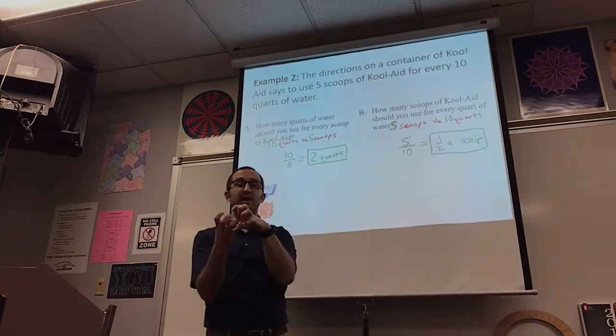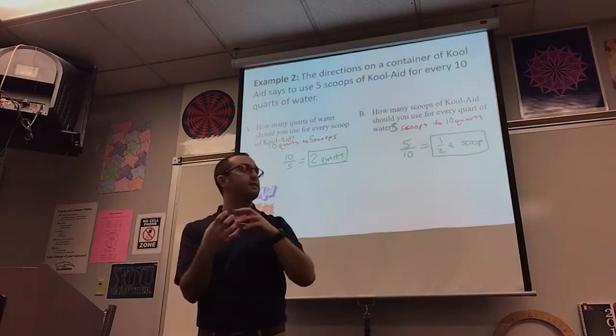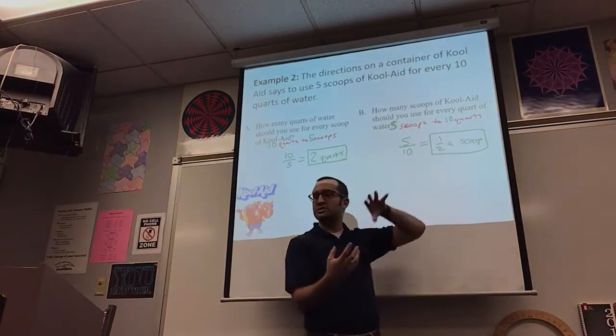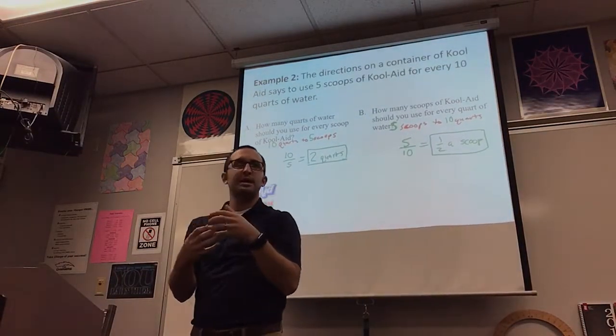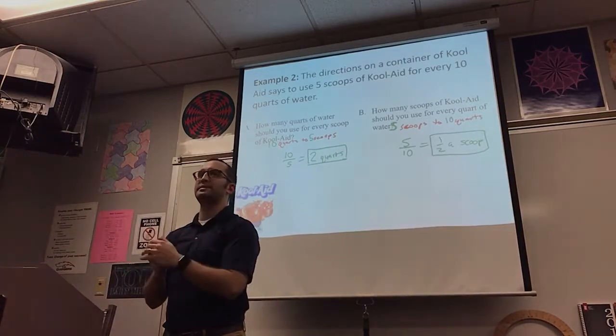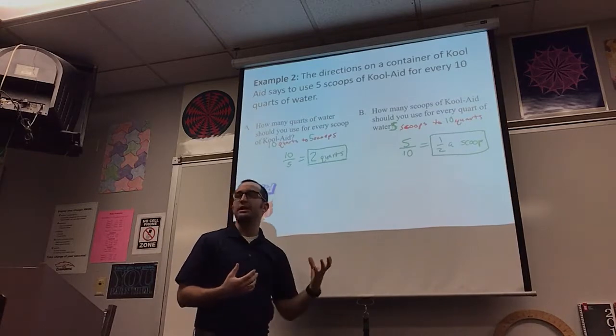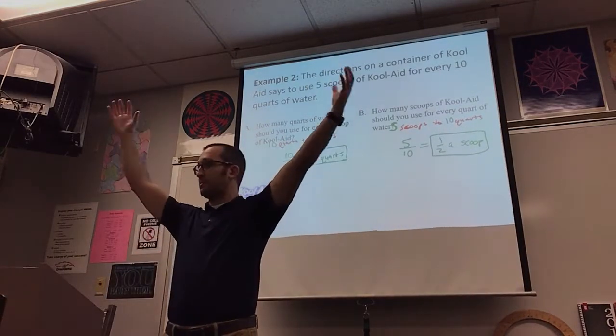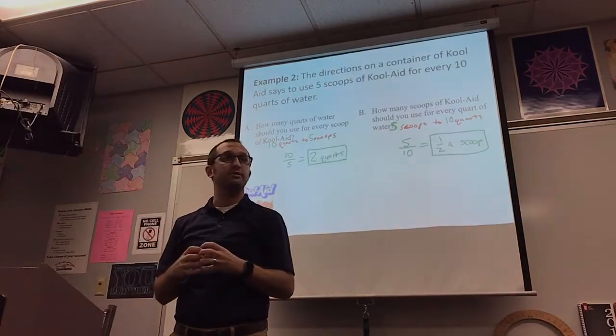We figure out the unit rate, and then what would I do with that? It's half a scoop per quart, so what would I do with that if the question was, how many scoops will I need for 7 quarts of water? Then you just multiply it by 7. Unit rates are really helpful because they help us scale things larger or scale things smaller.